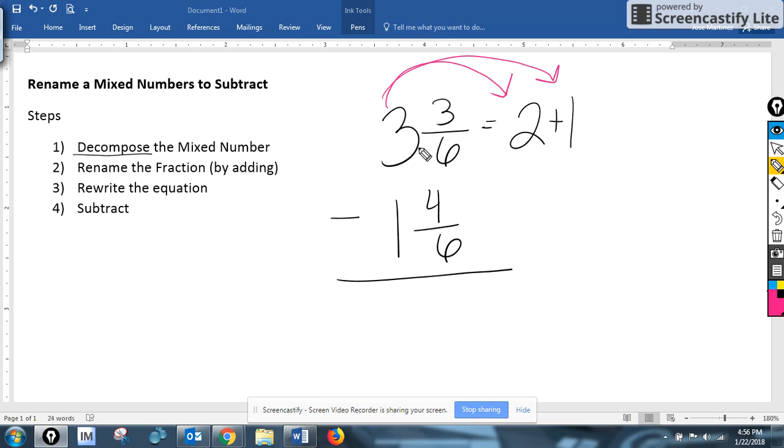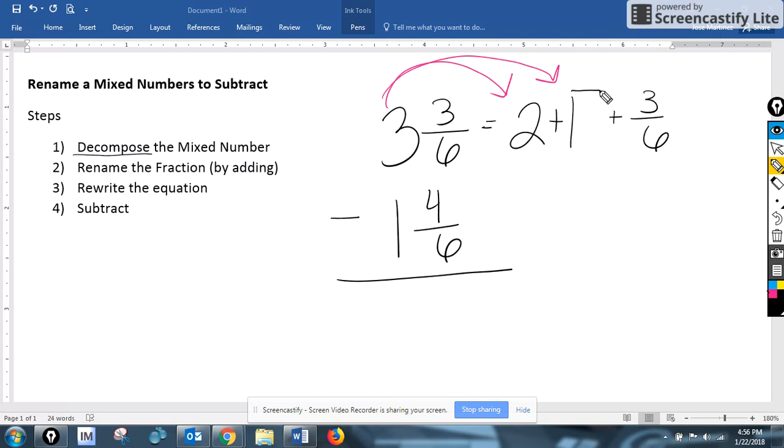Now, I'm not going to forget about my fraction, so I'm just going to add it on the other side. Okay? So it would be plus 3 over 6. I didn't change anything. I just renamed it. 3 is equal to 2 plus 1, and 3 sixths stays 3 sixths. The tricky part is using this one whole as a fraction and then renaming this mixed number. Let me show you what I mean.